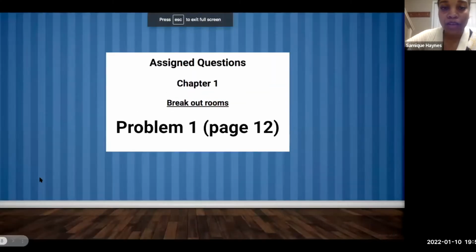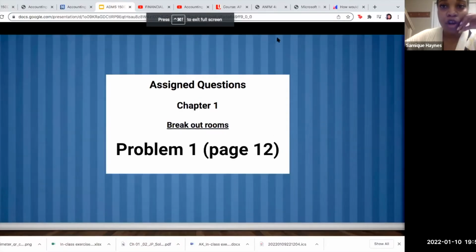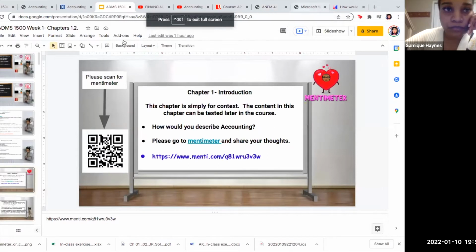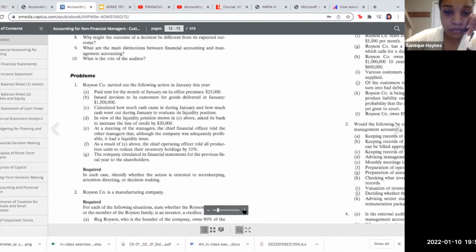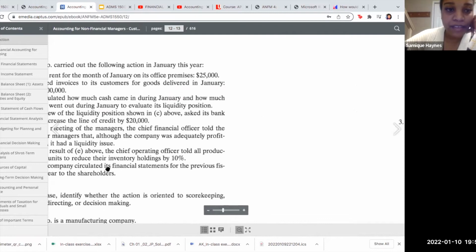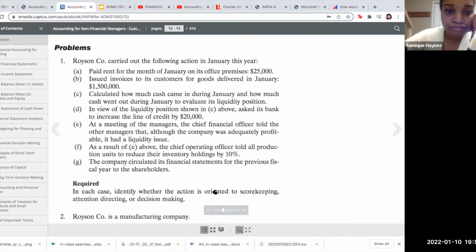Okay, so what we're going to do is look at page 12, problem number 1. If you look at your CAPTUS book, page 12, problem number 1. We have a bunch of different transactions, A to G, and we're supposed to find out, in terms of the functions of accounting, whether each one is scorekeeping, attention directing, or decision making.